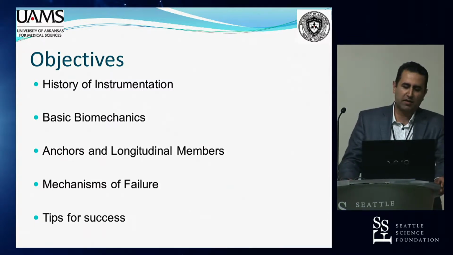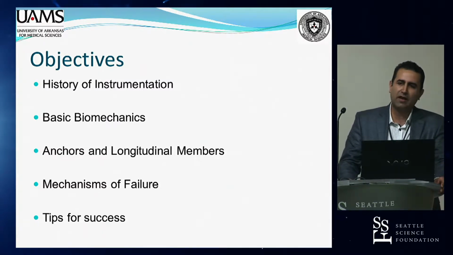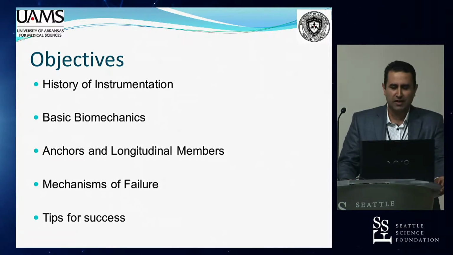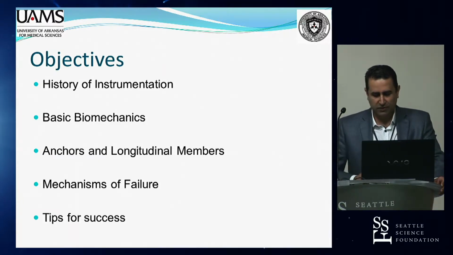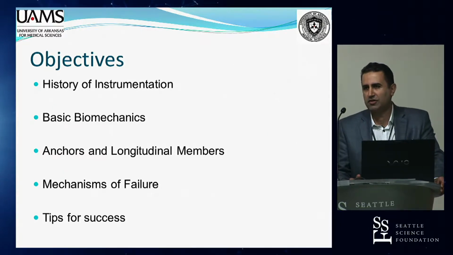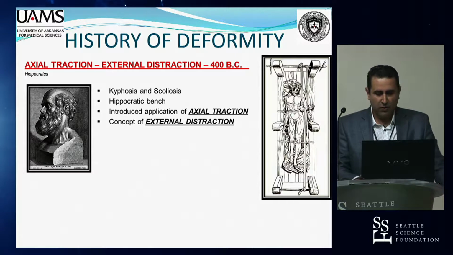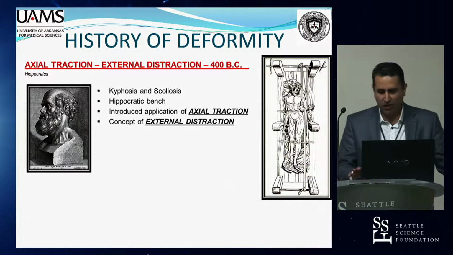Talk a little bit about the mechanisms of how they can fail, and then look at some tips for success with respect to how we utilize implementation in order to achieve our goals, which is to establish a strong construct, whether it be for degenerative disease or deformity, whatever our goal is. So very briefly, I have half an hour, so I'm going to race through this.